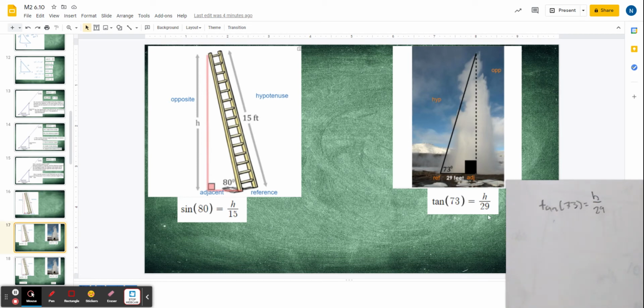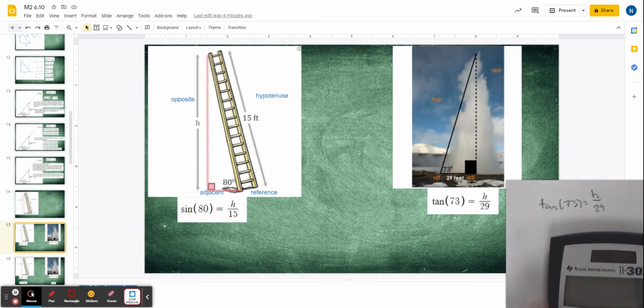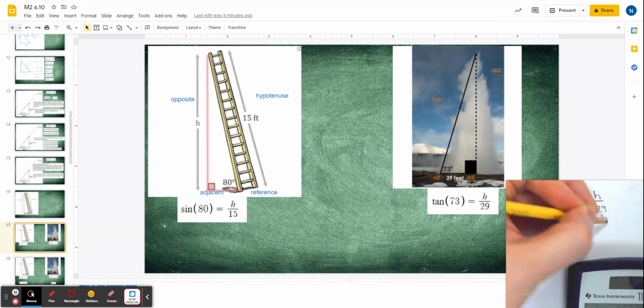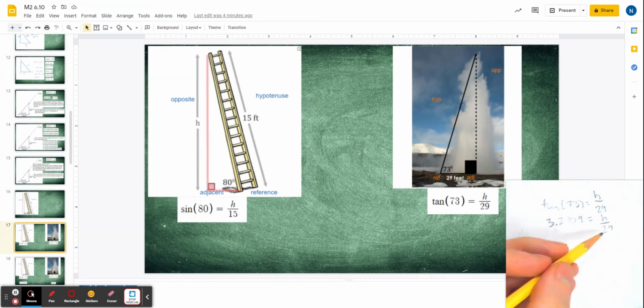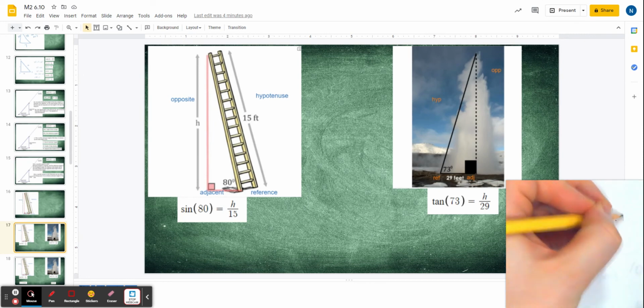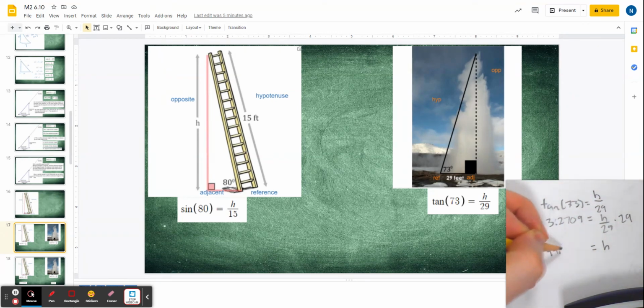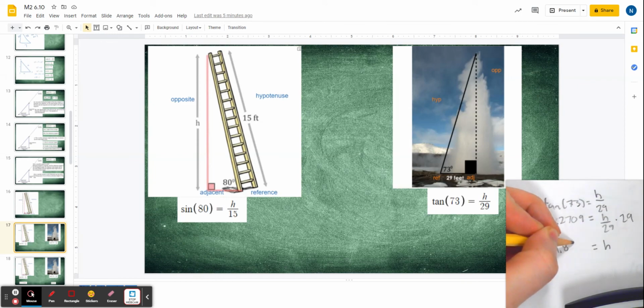And so the first thing I'm going to do is go to my calculator and use the tangent button and type in 73. And I get tangent of 73 is equal to 3.270 round up to 9, is equal to h over 29. And to solve for h, I would multiply both sides by 29. And my value for the height would then be approximately 94.85 feet.